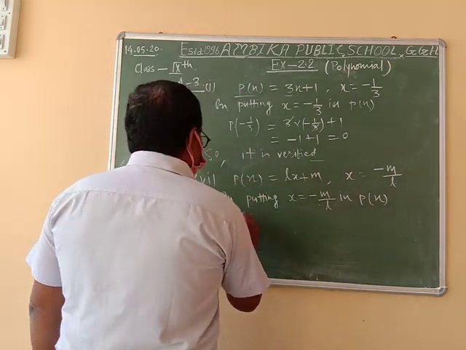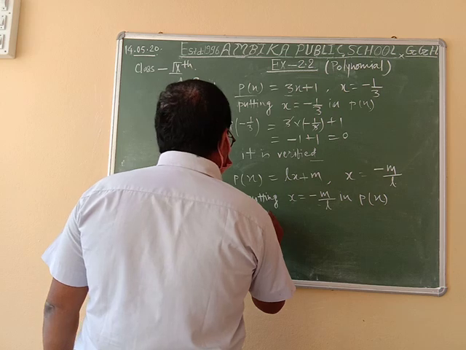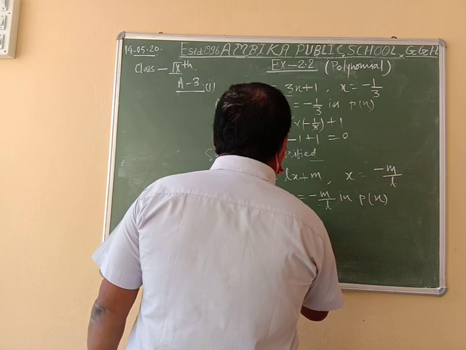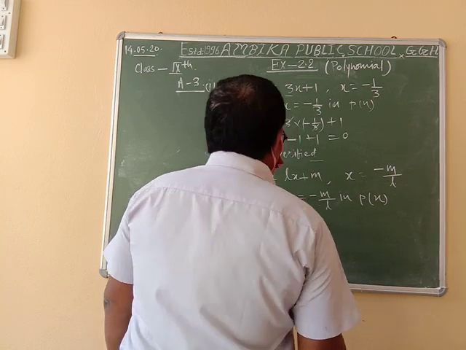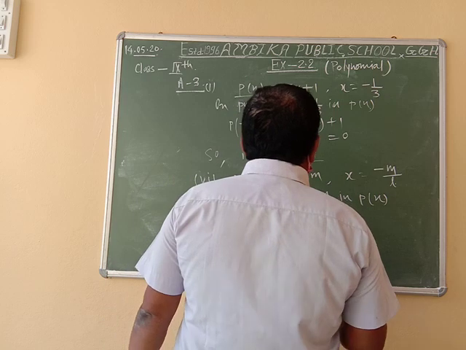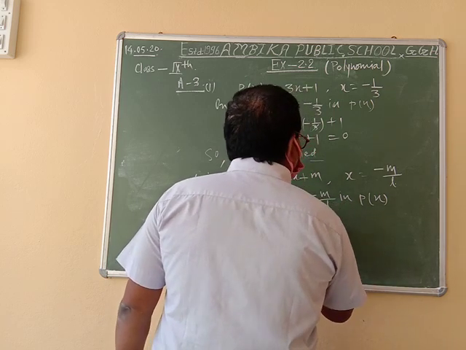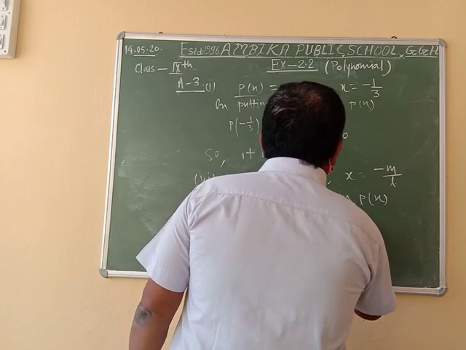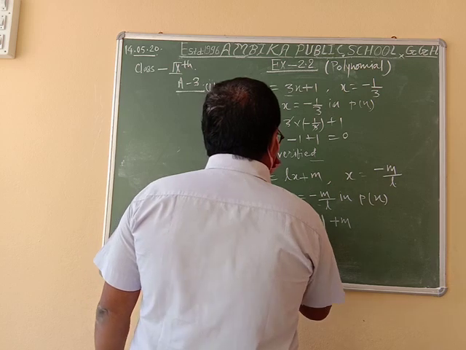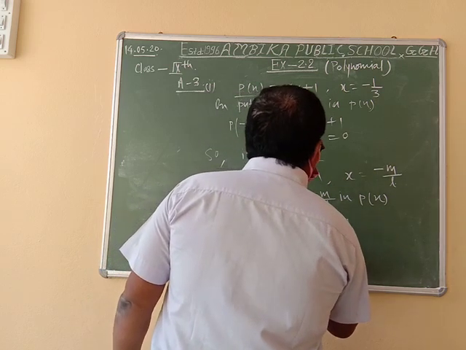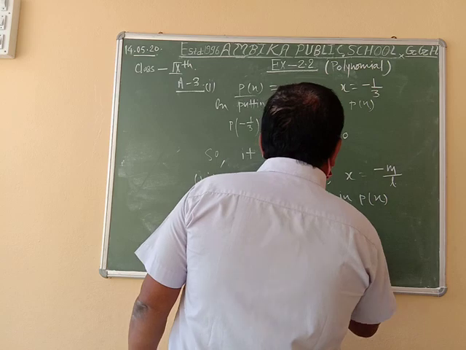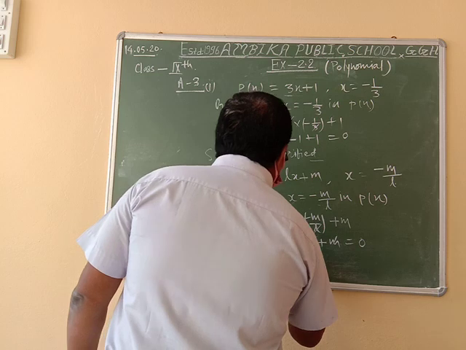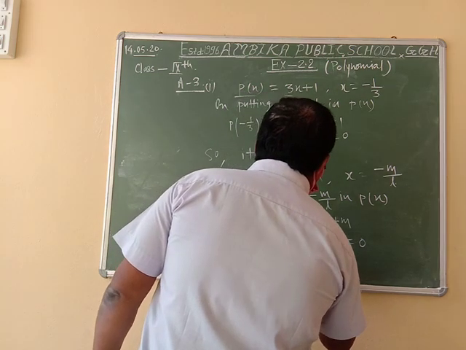p(minus m by l) is equal to l into minus m by l plus m is equal to minus m plus m is equal to 0. Hence it is verified.